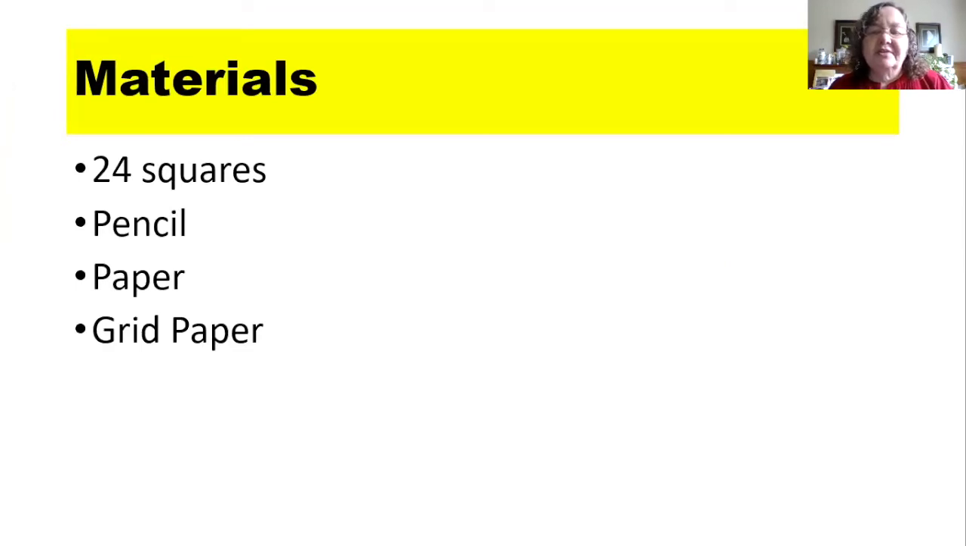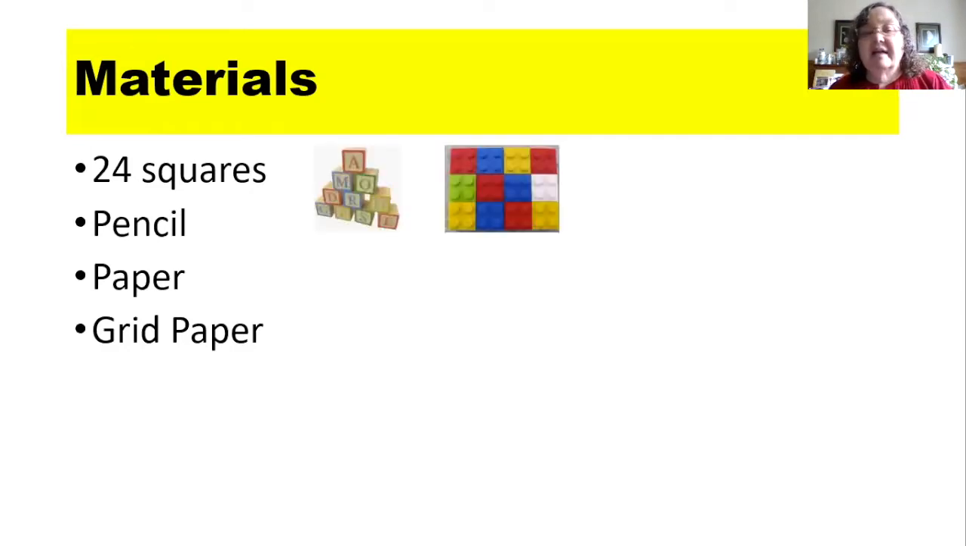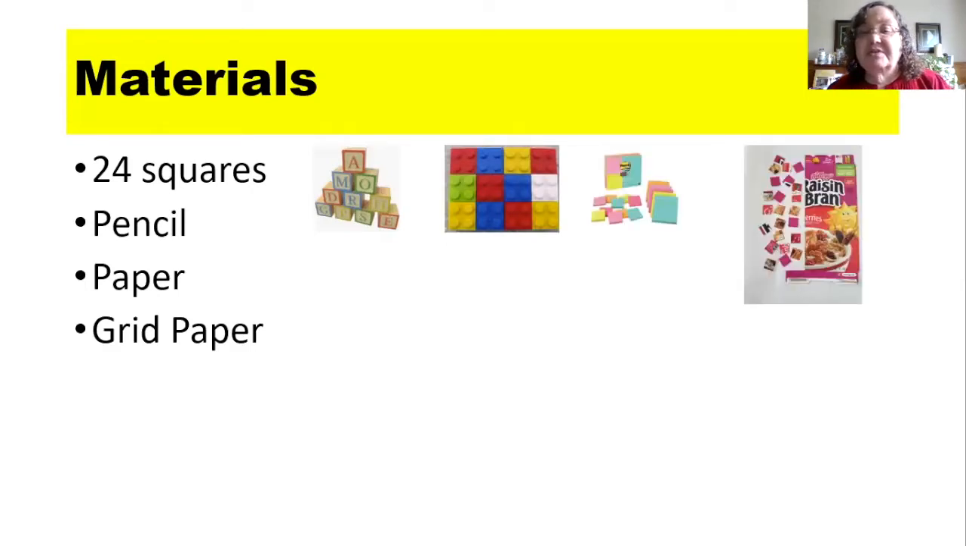So the materials we need today are 24 squares. And remember I said on Tuesday that you could use blocks, you could use Legos, you could use Post-it notes, or you could cut up a cereal box. You also need a pencil, paper, and some grid paper. So if you want to get those things together real quick, you can pause me.